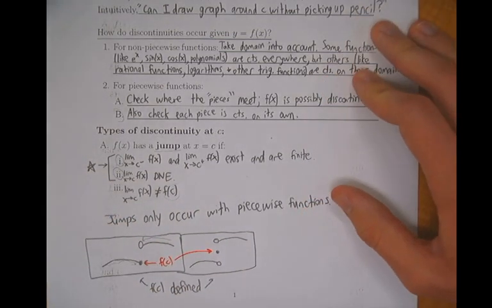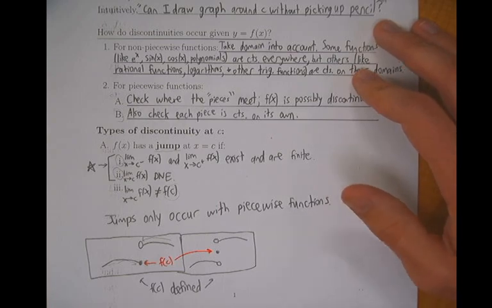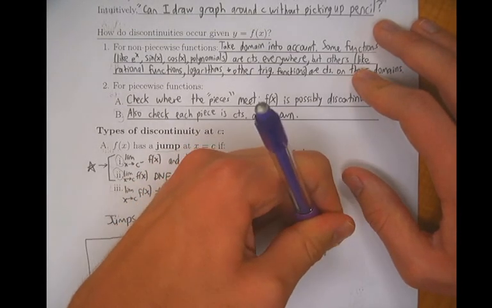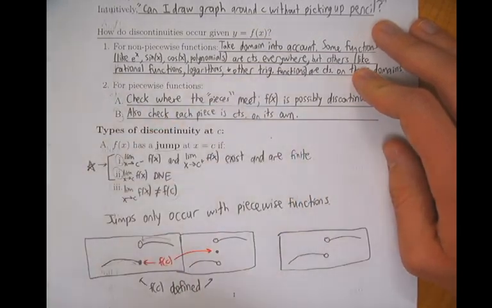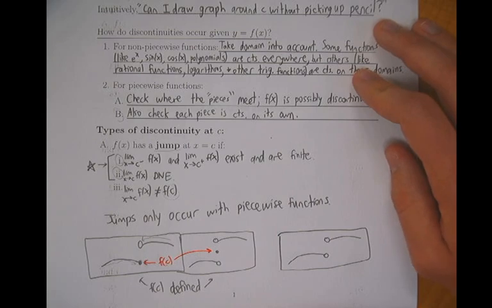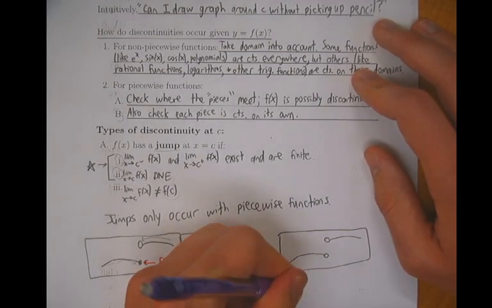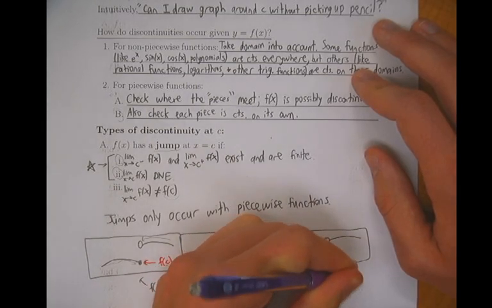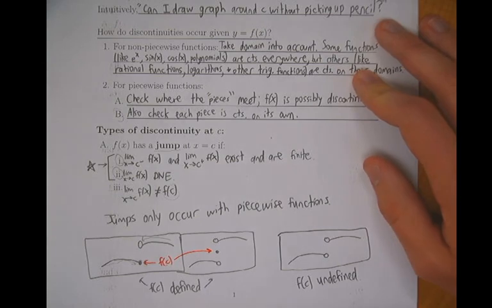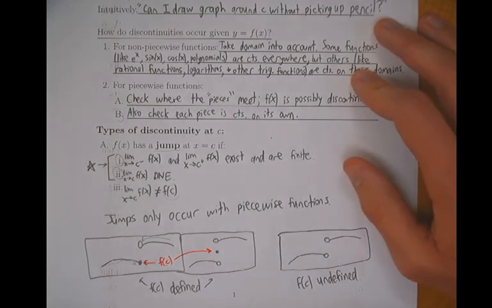But it could also be the case where f of c is just straight up undefined or not there. And that's generally going to look like this. So the one-sided limits approach two different y values, and f of c is just not there. So f of c is undefined. Okay, any questions on that?